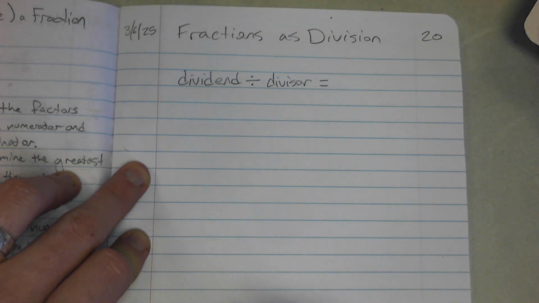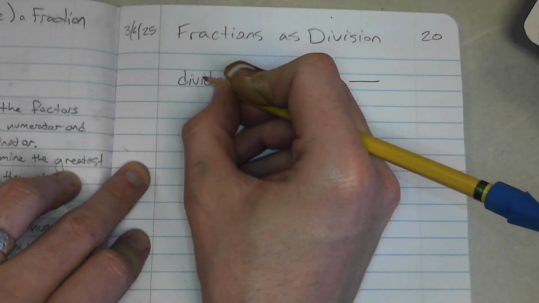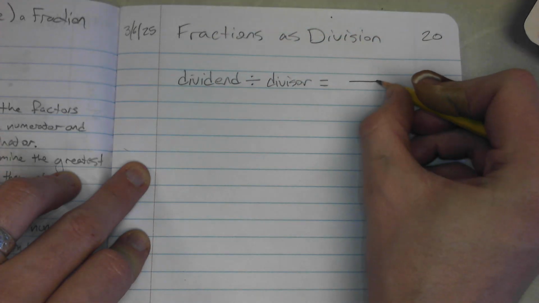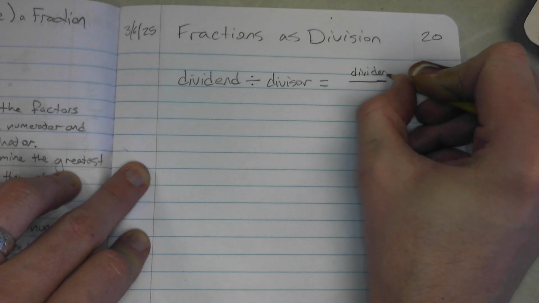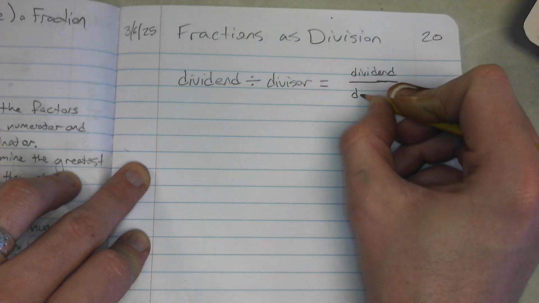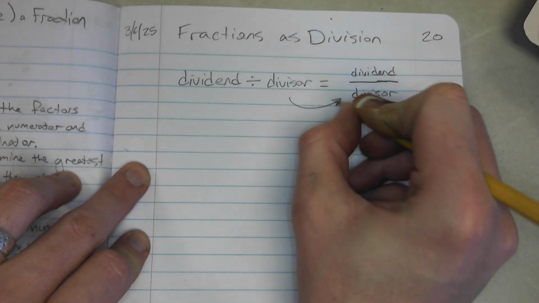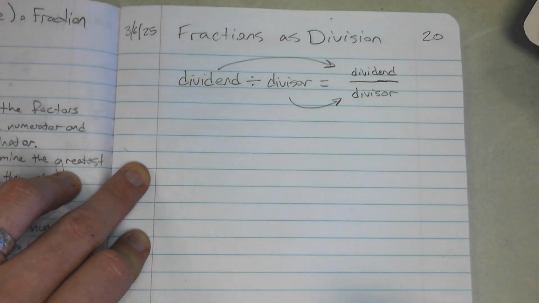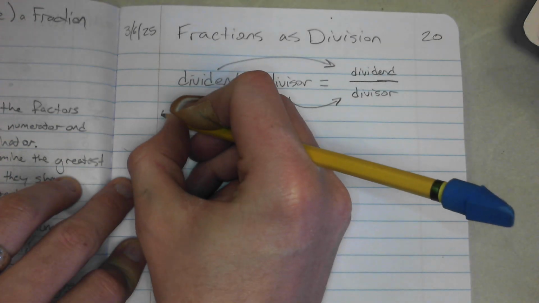What we recognized, after several problems, is that the dividend becomes the numerator, and the divisor becomes the denominator. So let's see that in action. Here's the example we used.